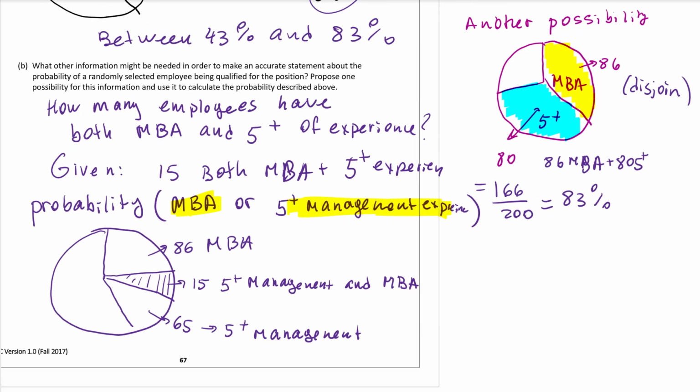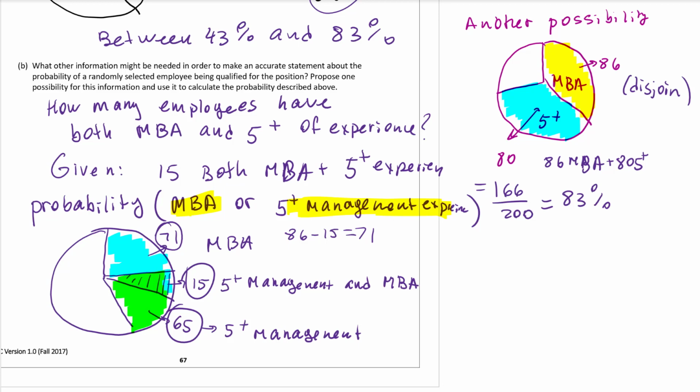So check this out. You see? There are 86 MBAs. And there are 80, the ones that have the 5-year management experience. So the total number, if you look at this, 86 includes 15. So it's not actually just 86 here. It's going to be 86 minus 15, which is 71. So altogether, these candidates are going to qualify for promotion.